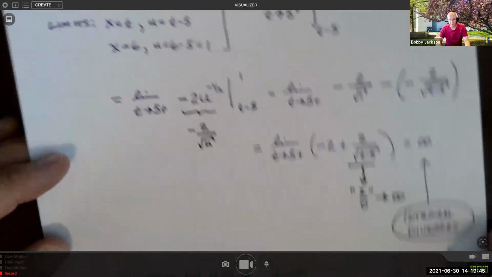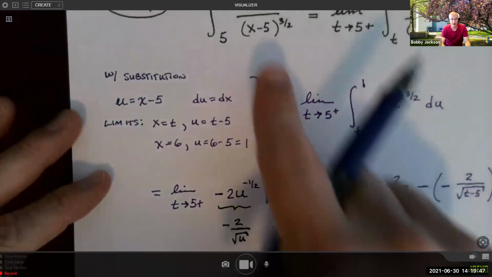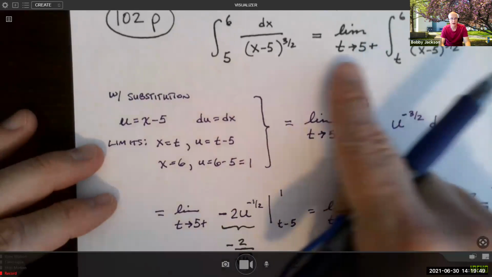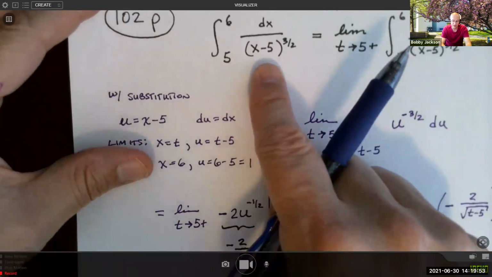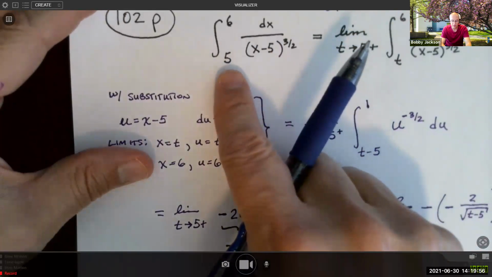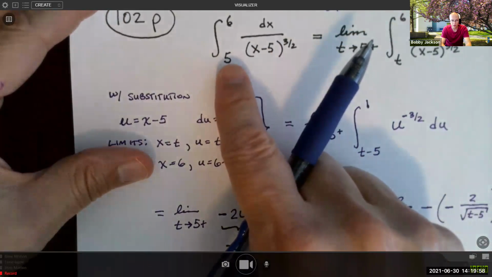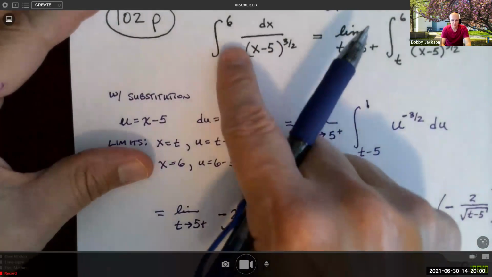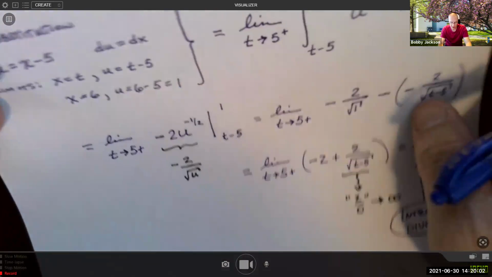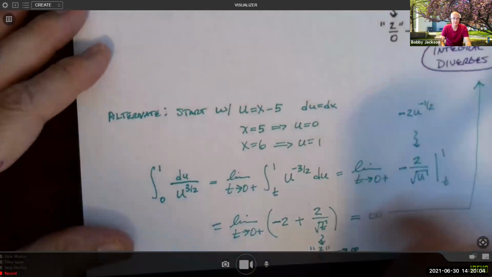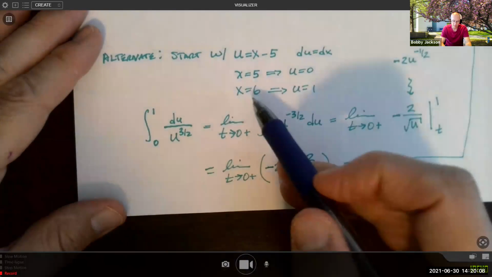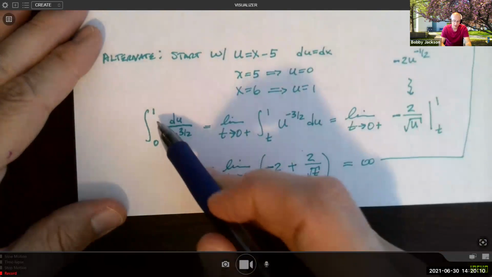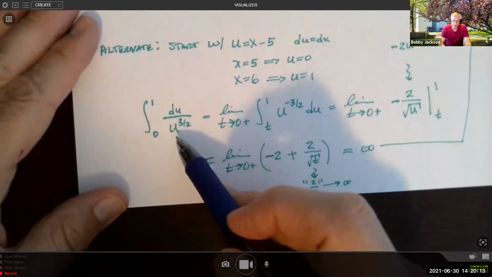Now, another way I thought of, you could also do the substitution right away first, before writing out the limit notation. So if you do it that way, if I let u be x minus 5, du is dx, then my limits: 5 minus 5, the lower limit is 0. 6 minus 5, the upper limit is 1. And with that, the limits were from 5 to 6, now it's from 0 to 1. Same thing, right? du over u to the 3/2.